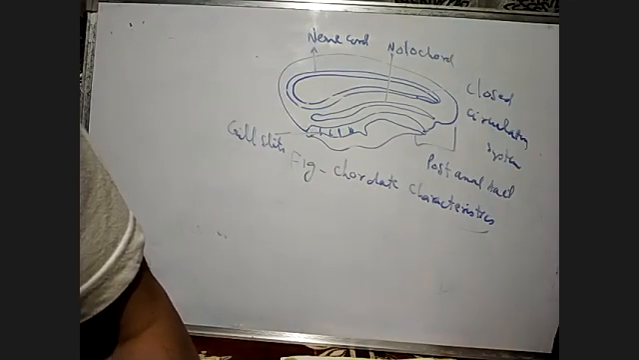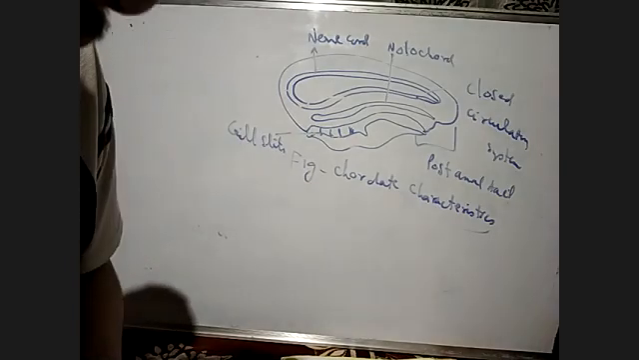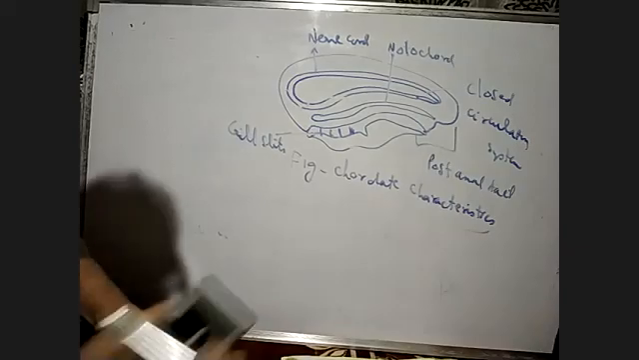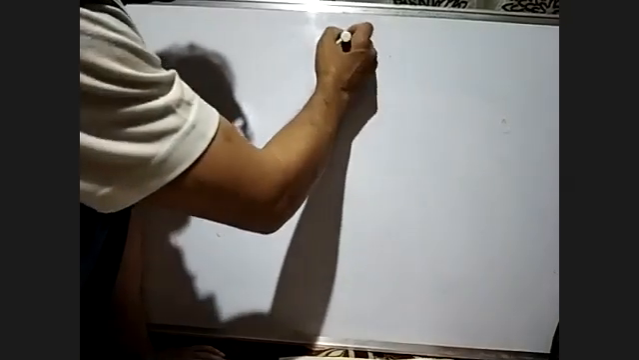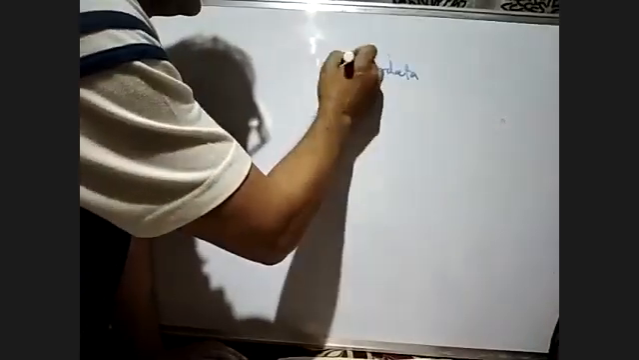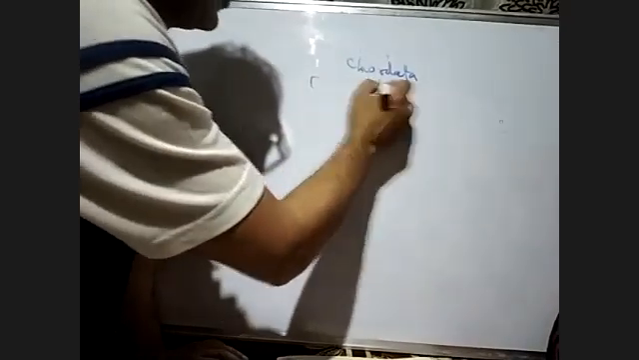Now you see that phylum chordata is divided into three subphyla. If you go to phylum chordata, it is divided into three subphylum.